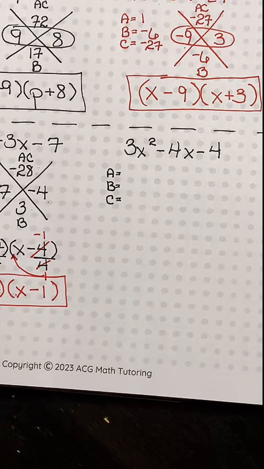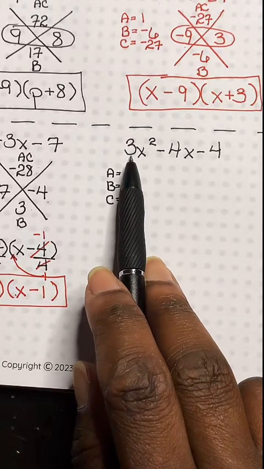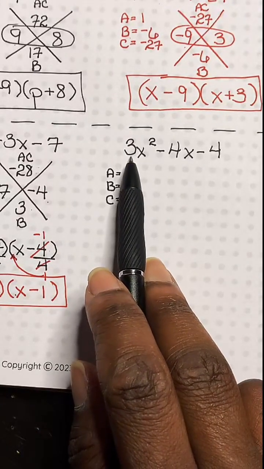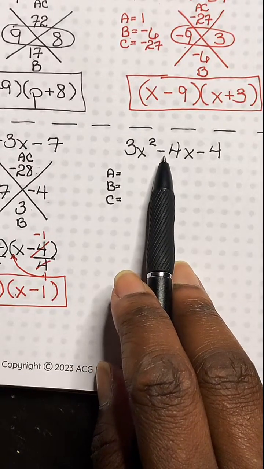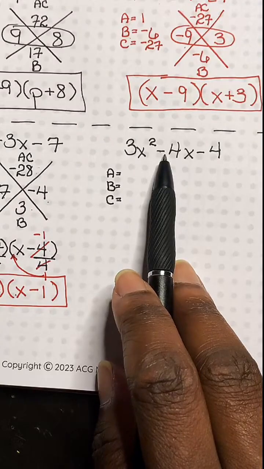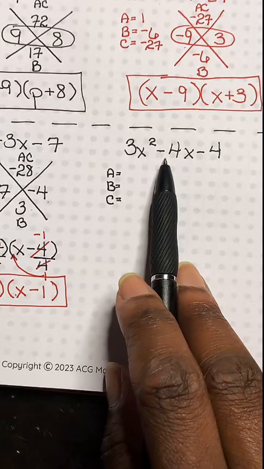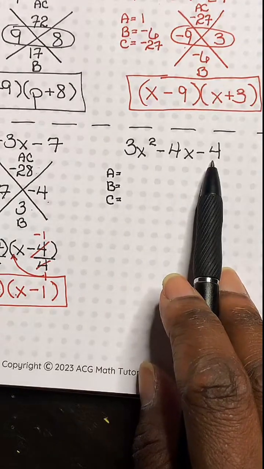A is not 4. A is always right in front of the x squared. So make sure you get that, Janice. So we got 3. Don't forget the signage, everyone. Make sure it's 3, negative 4, negative 4.